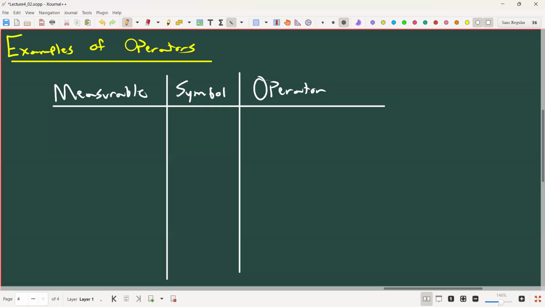So we have an operator for every, right? So if our measurables are sums of particles, we have a plus operator. Turns out it's not a real operator in quantum mechanics. We can think of that, right? Maybe we want to subtract things, maybe we want to multiply things, right? We're going to have operators for these.